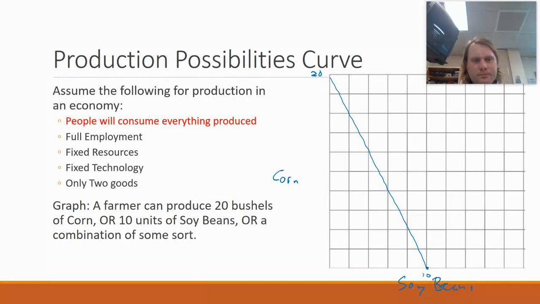Now, we're going to assume that when we produce stuff, we're going to consume on everything that's produced. Obviously, we're going to assume that everybody's working in this case. We're going to assume that our resources are fixed. That was like our income example, right? Our technology is fixed and that there's only two goods that we can produce.